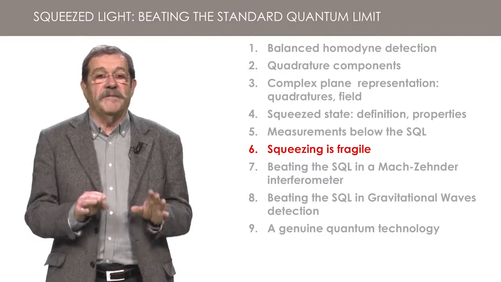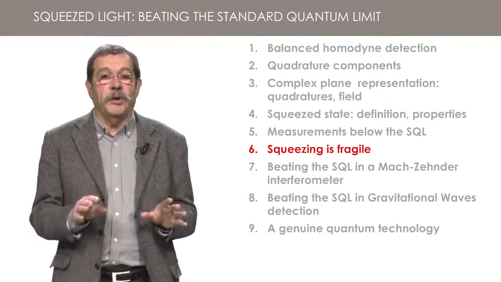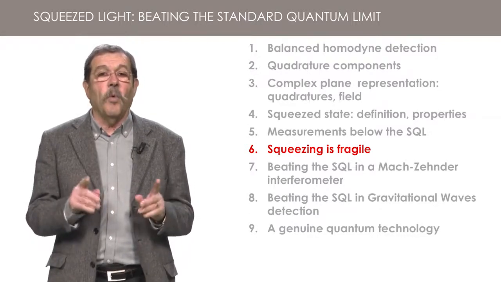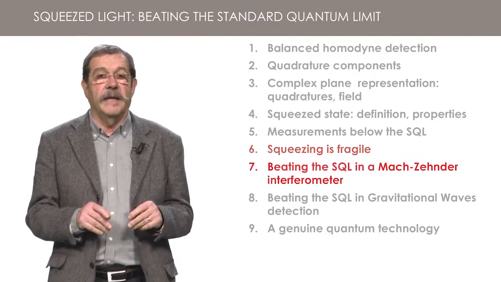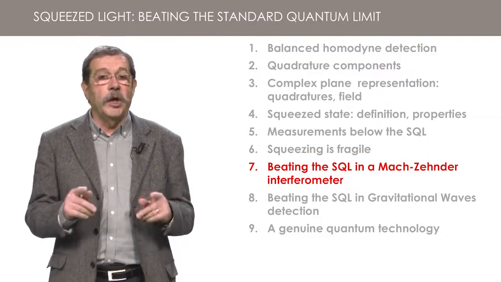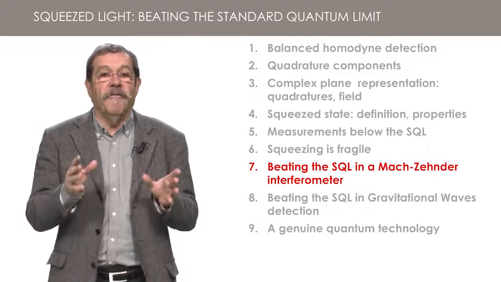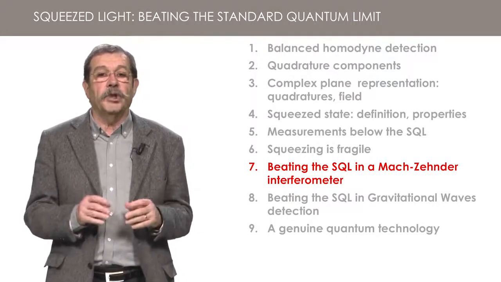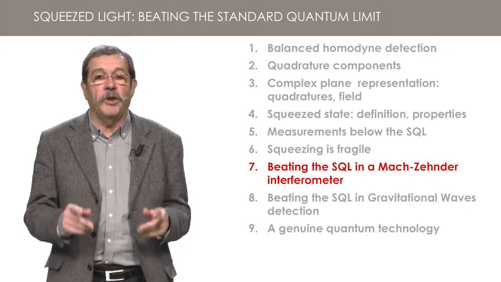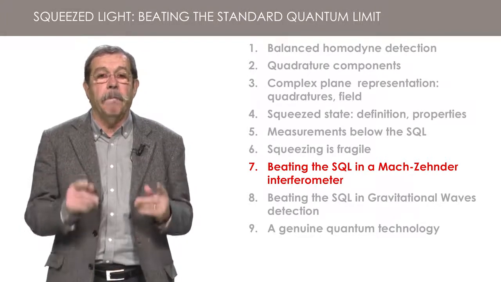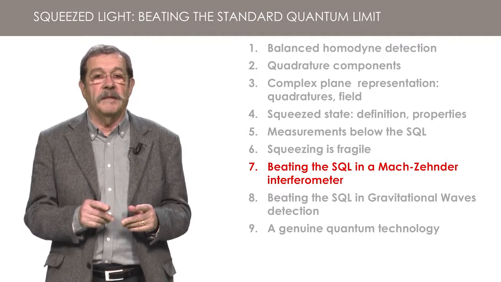Unfortunately, squeezing is fragile and thus difficult to use. You will understand why in Section 6. In Section 7, you will learn how a particular kind of squeezed light, squeezed vacuum, can be used to measure phase difference in an interferometer with an accuracy better than the standard quantum limit.